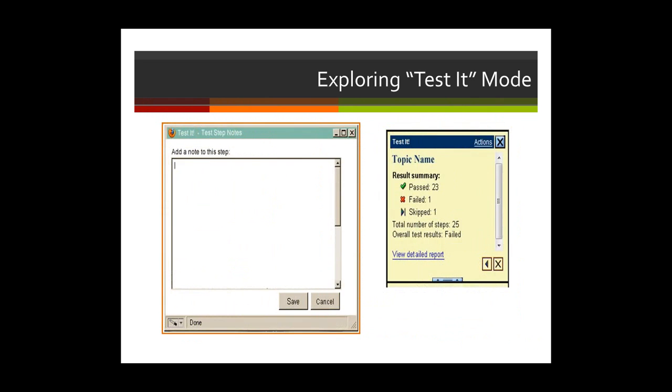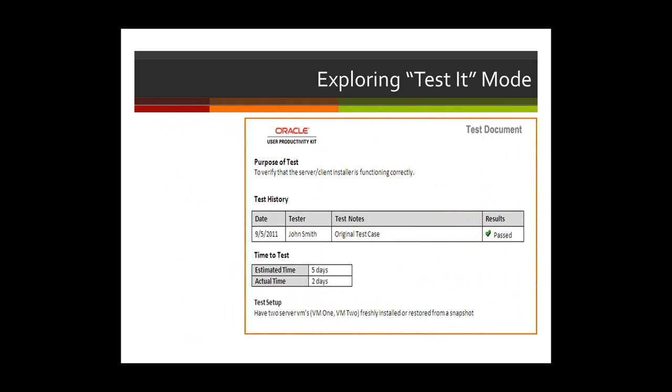And then once you've gone through the actual testing process, next slide please, as I said, along the way you can add notes, but you've also on the right hand side there got a little panel that gives you a summary of the actual process you've tested, and you can click on the View Detailed Report. Next slide please, David.